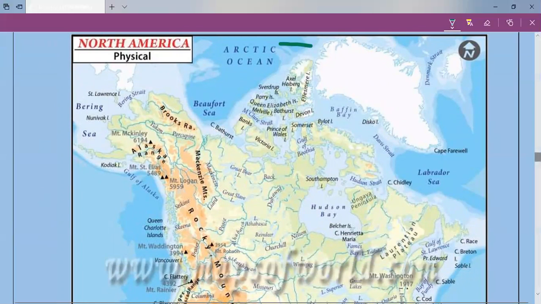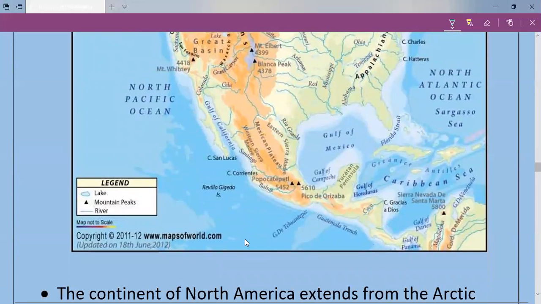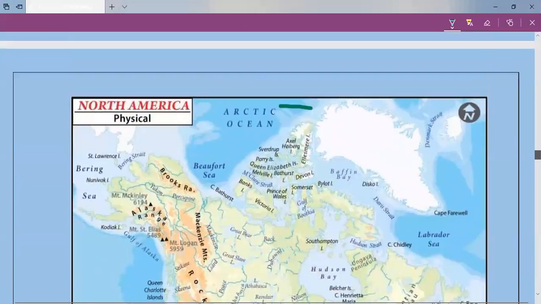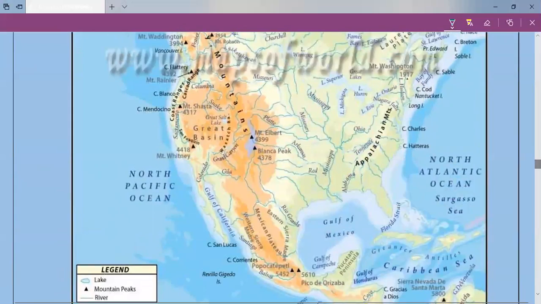Okay, North America extends from the Arctic Circle, that is the extreme northern latitude, to the Tropic of Cancer. Tropic of Cancer is the imaginary line which is at 23.5 degree north latitude. So from north to south, that is the extension from the Arctic Circle to the southern portion, then from east to west, that is from the Atlantic Ocean to the Pacific Ocean. So that is the location.